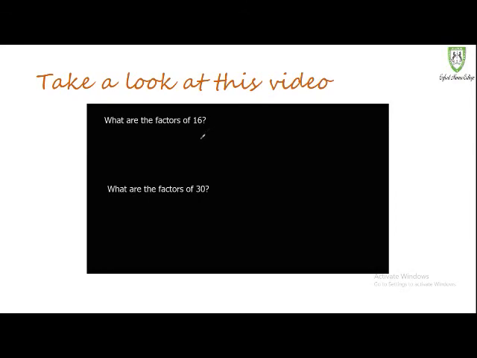Okay, so the factors of 16. The numbers that multiply together to make 16. So I can do 1 times 16. Well, it's in the 2 times table, which is 2 times 8. It's not in the 3 times table, and it is in the 4 times table, which is 4 times 4. Because we've already got 4, that means there are no more factors of 16. So the factors of 16 are 1, 2, 4, 8, and 16.